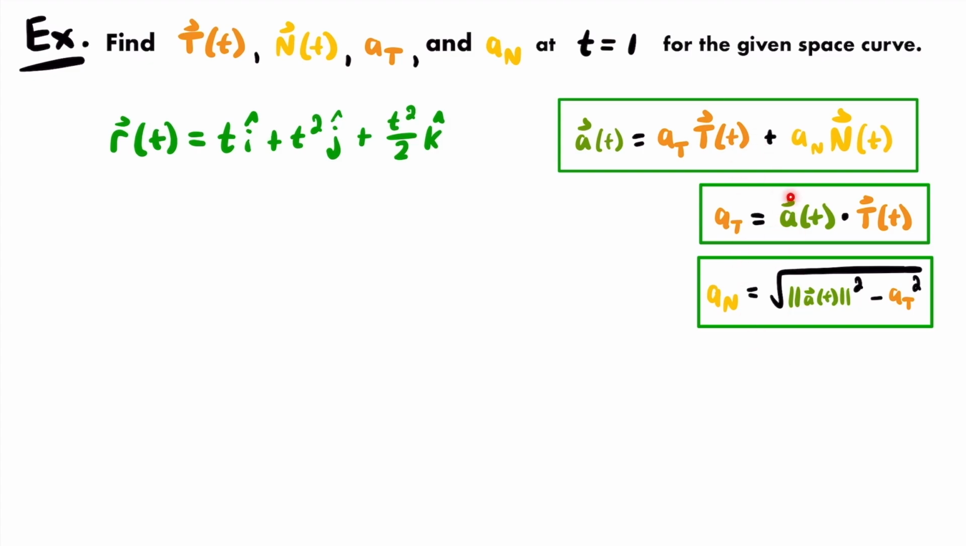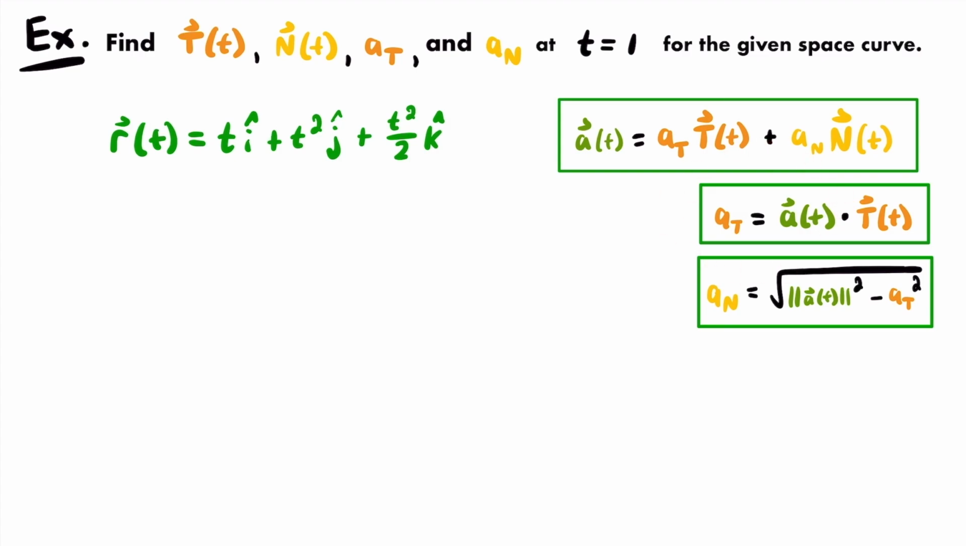I sort of handpicked these two because I find them to be the easiest to work with in these types of problems where you also want to find the unit tangent and unit normal vectors. Of course, there are other ways to find these components, so if you want to use a different formula, that's fine, but this is the way I recommend going about it in this type of problem.